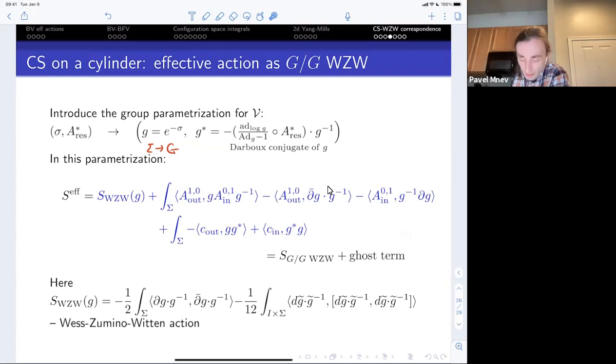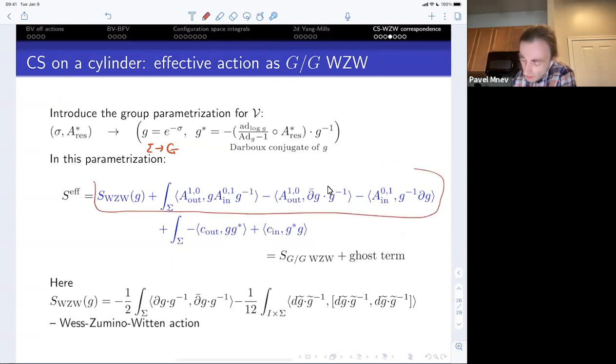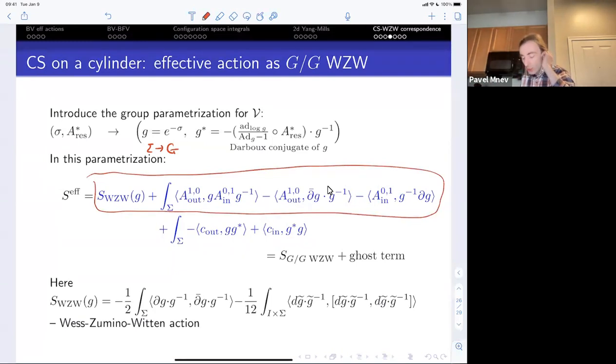that at least parts of it look familiar. So you get the Wess-Zumino-Witten action evaluated on this group valued field on sigma, plus some terms where that group field interacts with boundary conditions, and terms where G and G star, so both residual fields in the bulk, interact with boundary ghosts. So this first line here, one can recognize the gauged or G over G Wess-Zumino-Witten action. And here it's supplemented with some boundary terms, ghost terms. And the principal field comes as a residual field in this picture.